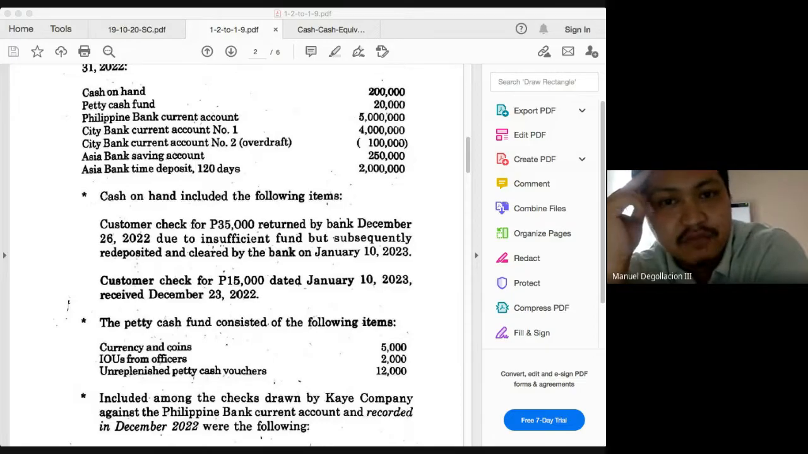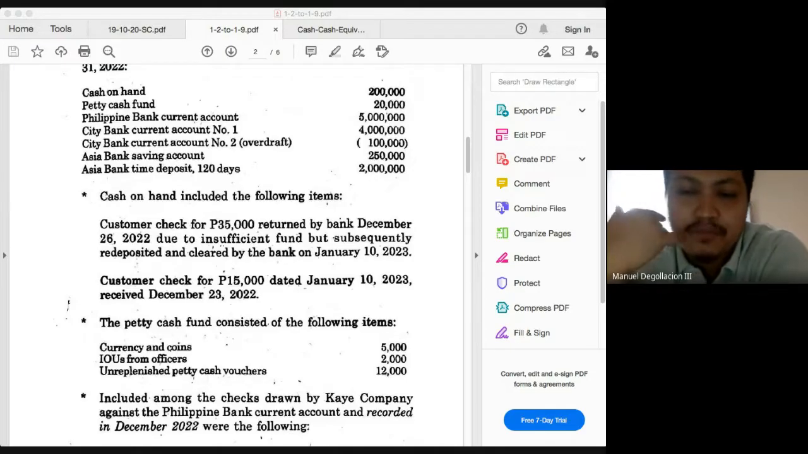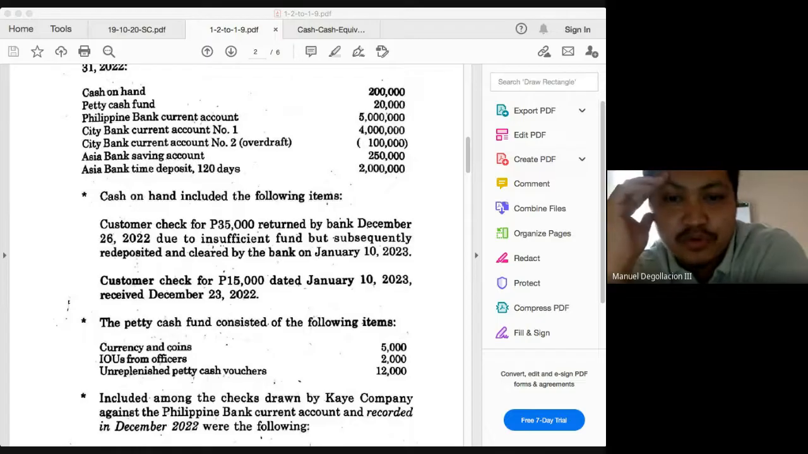Okay, if we run after our petty cash custodian, then what we have is simply a receivable from our petty cash custodian. We do not have the cash yet. So if you use the first approach, your answer would have been 20 minus 2 minus 12. You would have gotten 6.